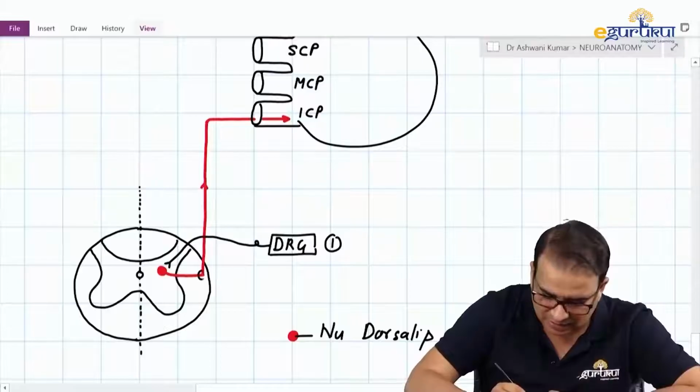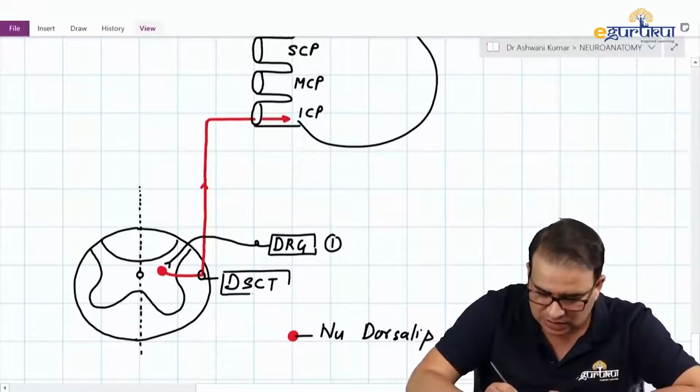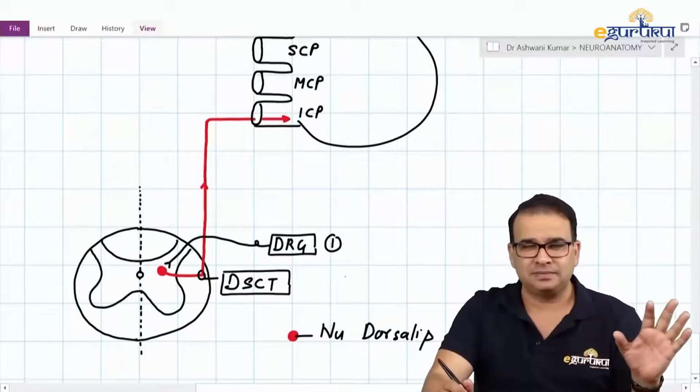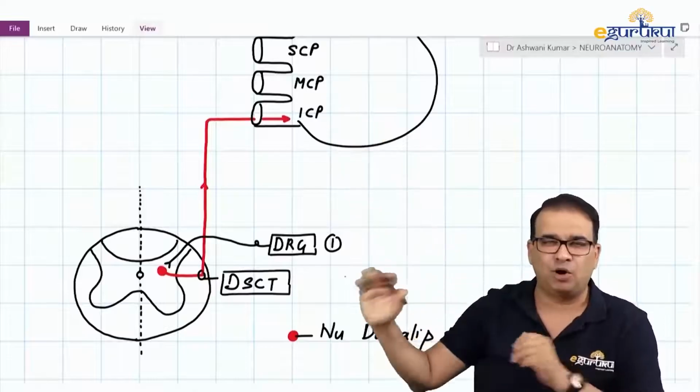And this tract here is called the dorsal spinocerebellar tract. I'm writing it in short, guys: DSCT, dorsal spinocerebellar tract. D for dorsal, D for direct, the one which just directly goes inside the cerebellum on the same side.